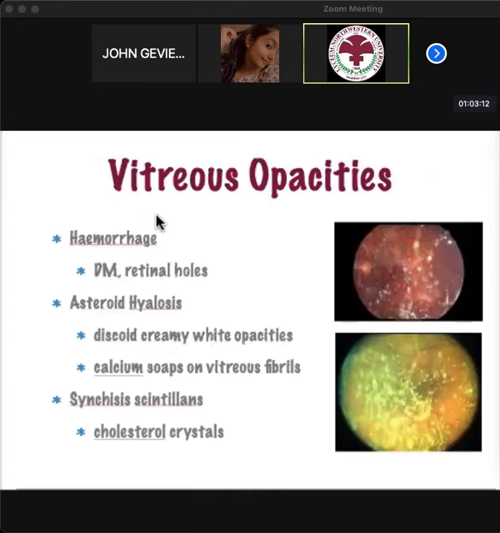Vitreous opacities can either be hemorrhage, just like in diabetes, or there are retinal holes wherein you're able to rupture the vessels. That's why it produces hemorrhage. Then there is asteroid hyalosis or synchysis scintillans, depending on what component it is. We call it asteroid hyalosis if there is calcium, synchysis scintillans if the component is cholesterol. They look the same. We don't do anything. It doesn't cause much blurring of vision actually.